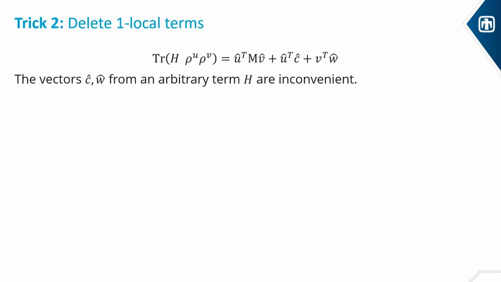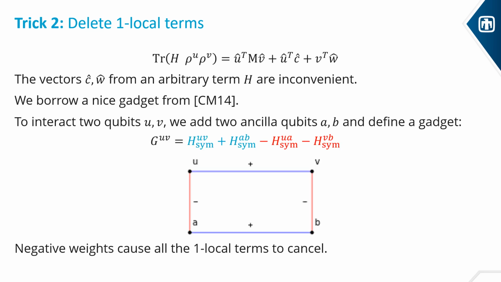Our second trick is going to be to delete the one-local terms. So that corresponds to these terms involving the coefficients C and W. To do this, we borrow a nice gadget from previous work: if we want to apply an interaction between U and V, we're going to introduce two ancilla or helper qubits A and B, and have this gadget of interactions weighted with positive and negative weights. And it turns out that when all of these interactions are applied, the one-local terms cancel each other out.